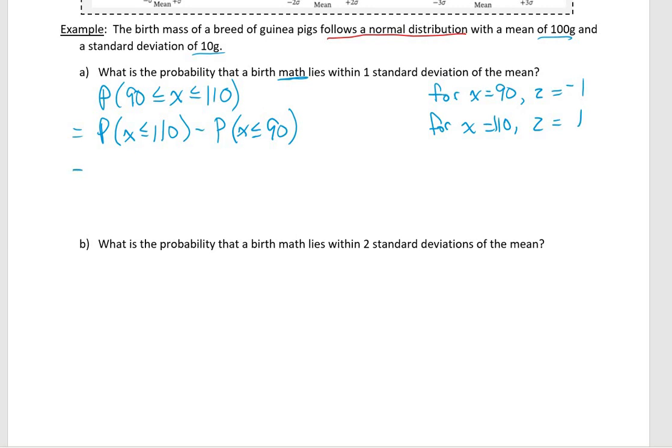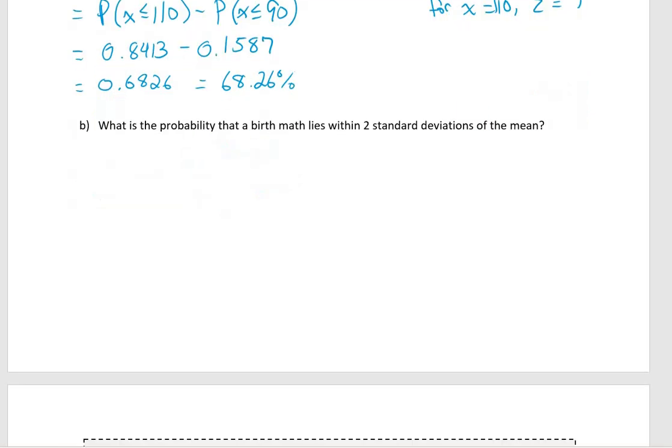So we'll look that up on our z table. If you need a second to look it up, you can pause the video, and we will get 0.8413 for 110 for a z value of 1, and for a z value of -1 we will get 0.1587, giving us a total probability of 0.6826, or 68.26%. Just like we knew from above, but now we see where it comes from and that it actually works.